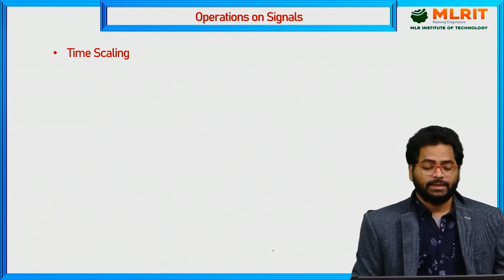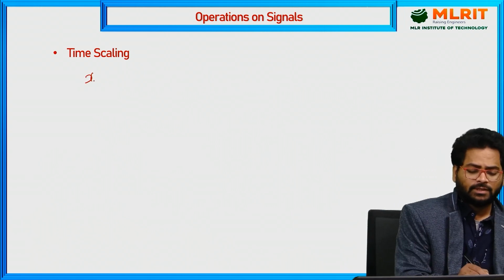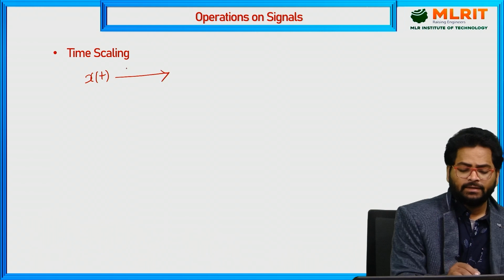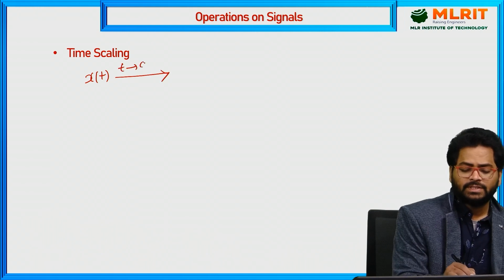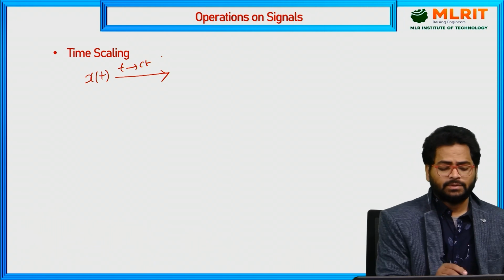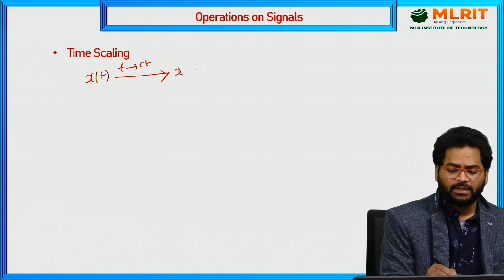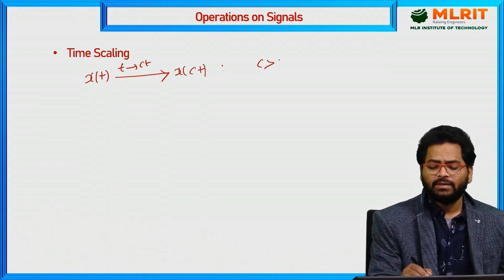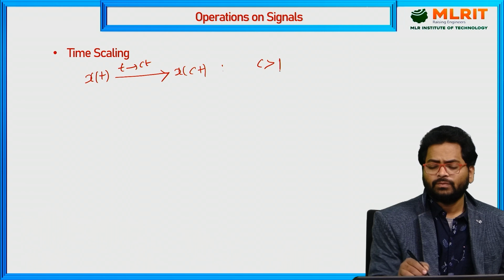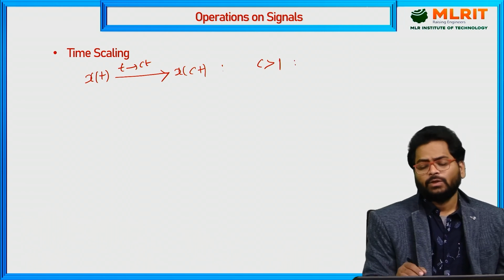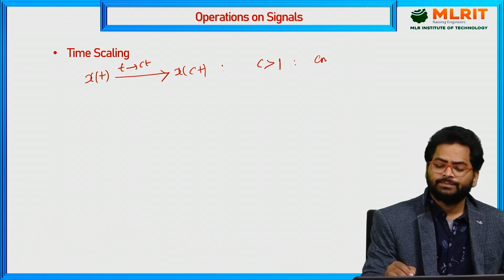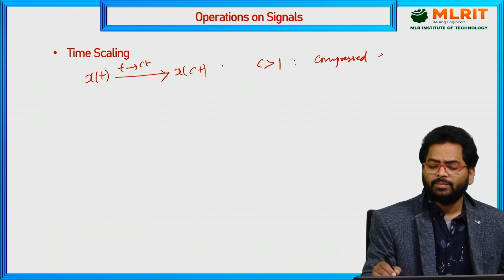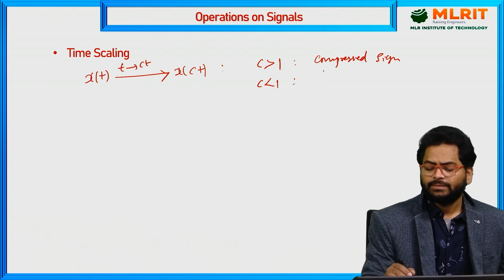Next one, time scaling. Time scaling means if x of t is one signal and I am scaling where t tends to ct, now your x of t signal will become x of ct. This is time scaling. If c is greater than 1, your signal will be compressed. If c is less than 1, your signal is expanded.